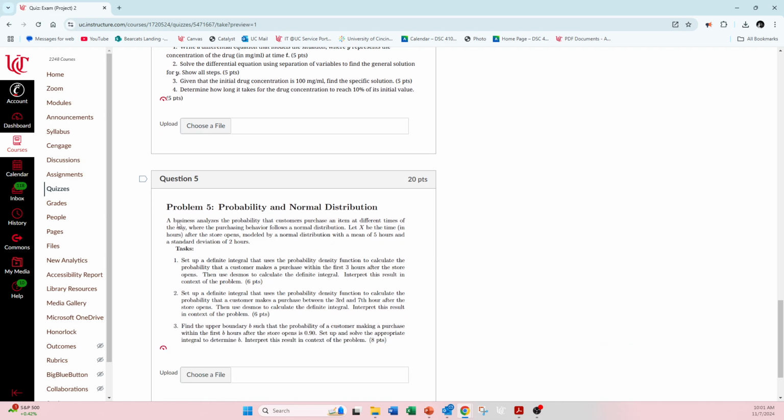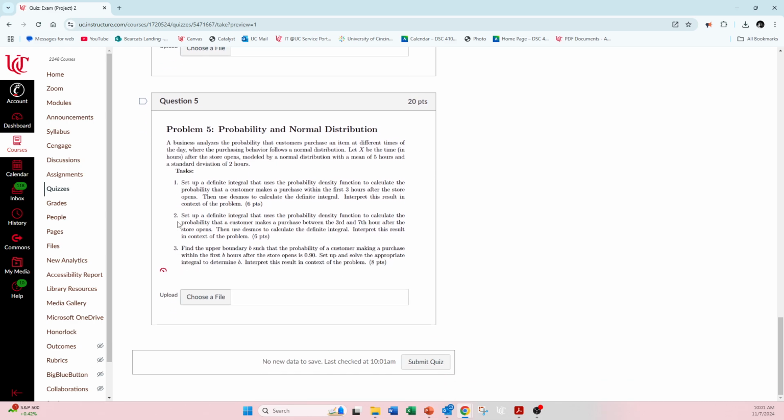Then you go to problem 5. Problem 5 is a normal distribution. I gave you the equation or the function for a normal distribution. That was in our Desmos Classroom activity. You can also find that in the online textbook, section 6.6, page 374. But also in the Desmos Classroom activity, they give you information on there.